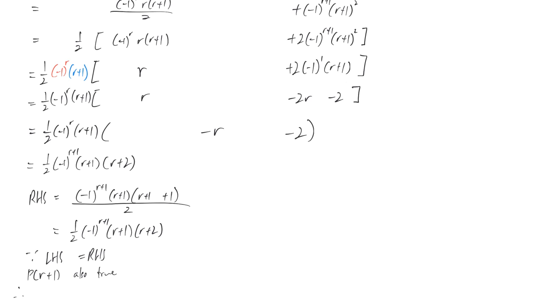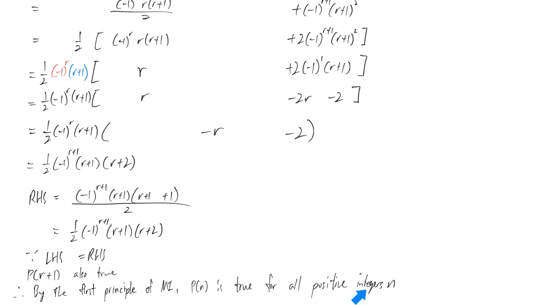Therefore we can draw the final conclusion. By the first principle of MI, P(n) is true for all positive integers n, because we are going to say that it's general positive integers, so we use back n here.